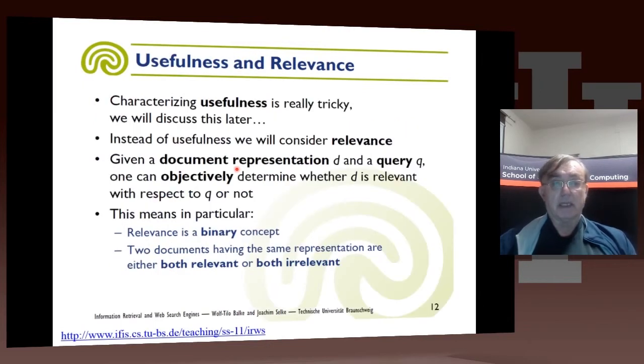Of course, nothing can take away the fact that we need to characterize usefulness. That's where we came up with this fancy TF-IDF formula, which is going to be used to build the relevance. So here we have the document representation, that's the TF-IDF. We have a query. We need to determine the relevance. And if we have the same representation, they're obviously both relevant or both irrelevant, or they actually have the same relevance. So that's clear.